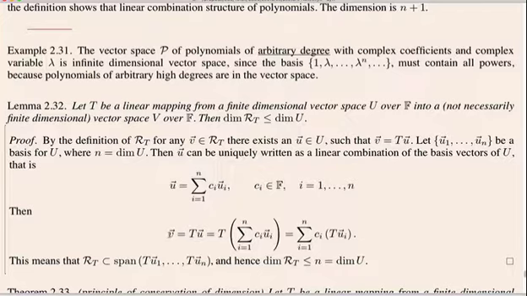Then v, which is the image of u under T, so T of u, we can replace u here with this linear combination. And then because T is linear, we can take T inside, and also we can factor out the c_i's. So we get the sum as i goes from 1 to n, c_i times T of u_i.